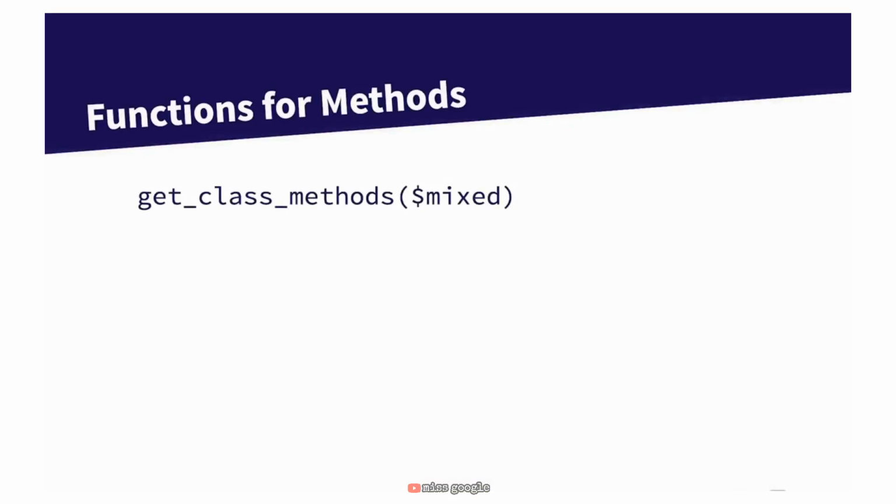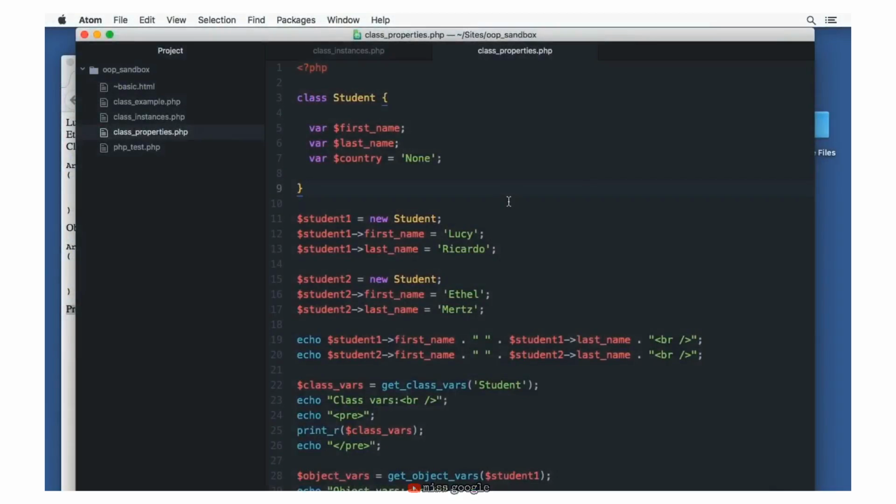There are also some functions that are useful for working with methods. We have getClassMethods, which takes either a class name as a string or an instance of an object and returns the different methods that are available on it. And then there's methodExists. Again, you pass in either the class name as a string or an instance as the first argument, and then the second argument would be the method that you want to know if it exists or not. Let's try these out in our sandbox.